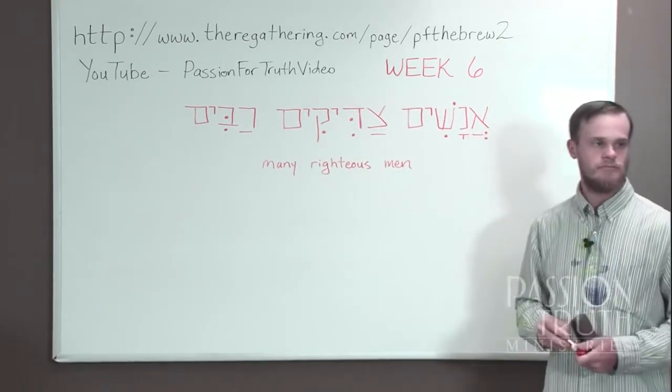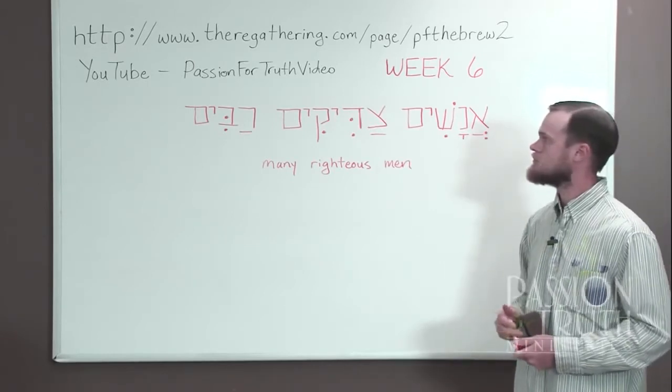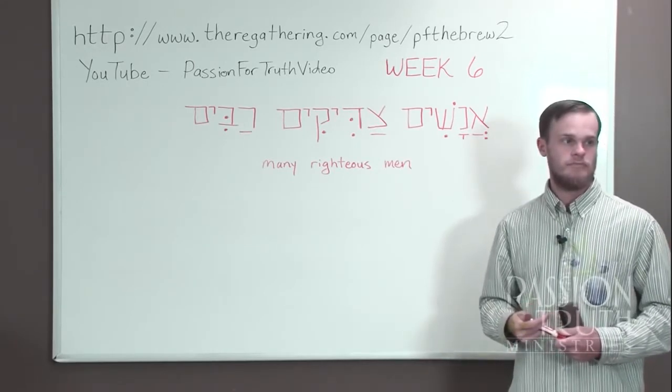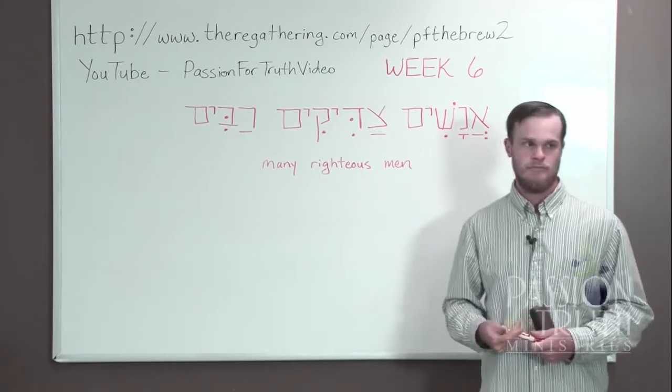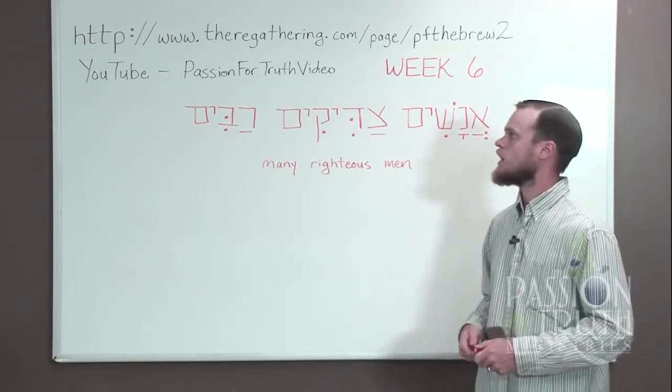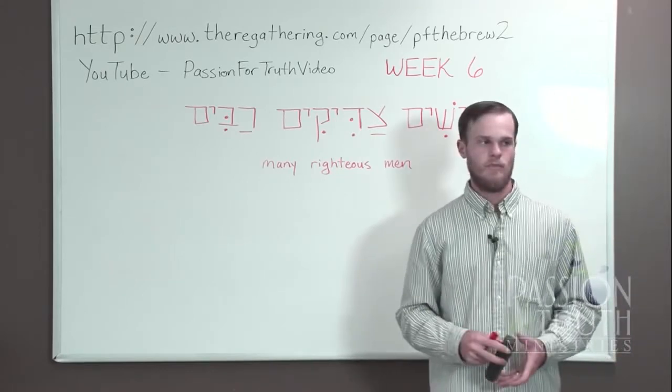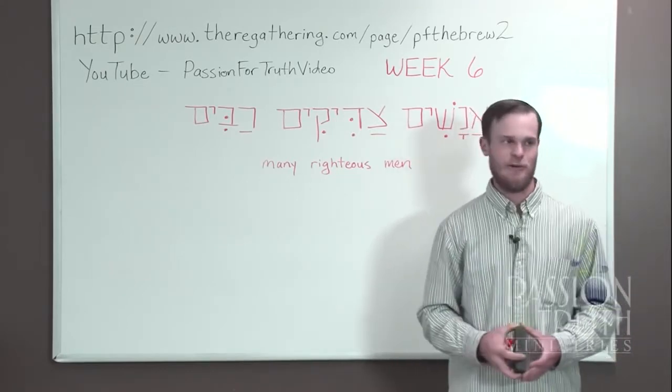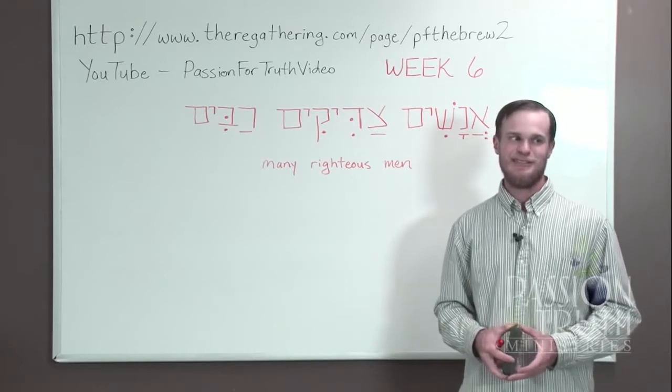Why does the dagesh disappear from the bet when you just use it as rav, for many or much, versus when you use it as a preposition? Why did that dagesh disappear? So why is the dagesh there or not there in specific cases?